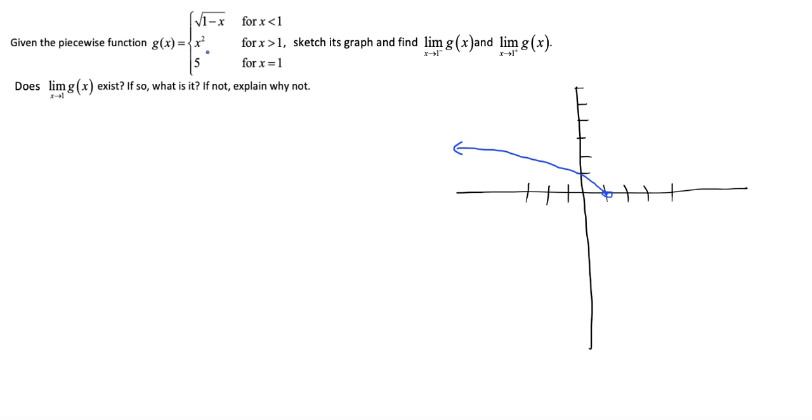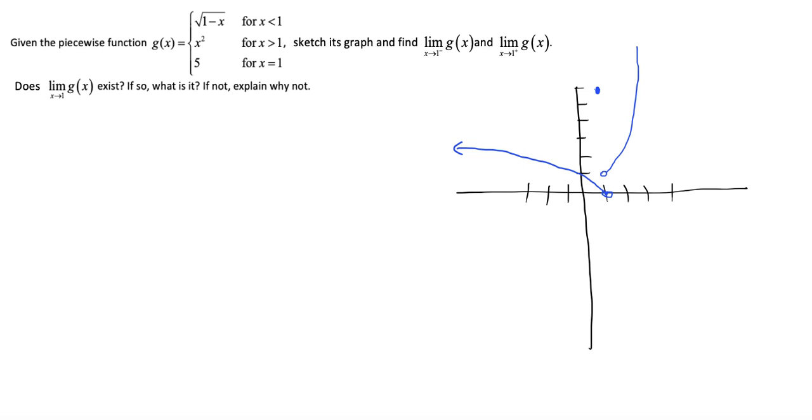Okay, what about the second piece, x squared? Well, x squared, that's just the basic U, right? Goes through 0, 0. But it's only for x greater than 1. So you can sort of visualize my U should be touching the origin here. From here, I'm just going to draw a little bit of a U shape that goes like this. But then the last piece is, when x is equal to 1, the y value is just 5. Okay, so there we go.